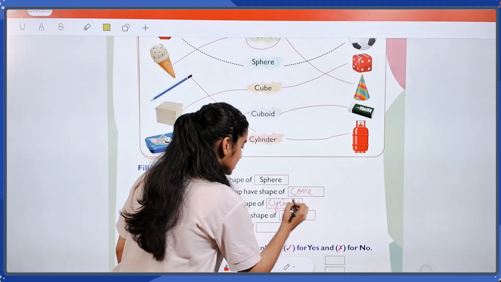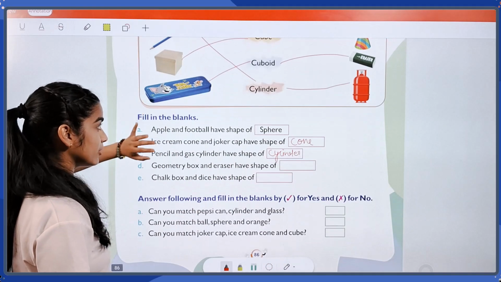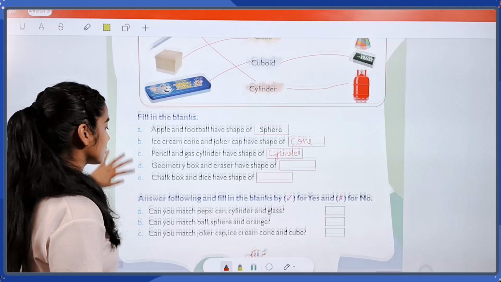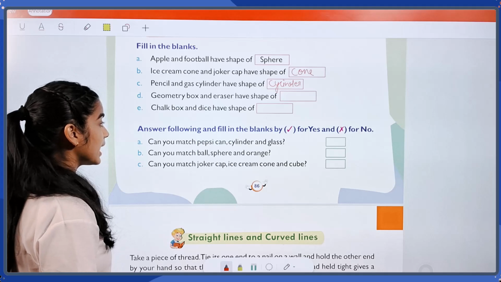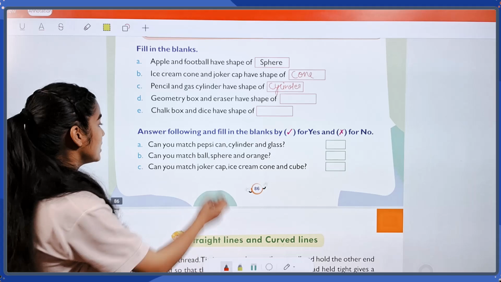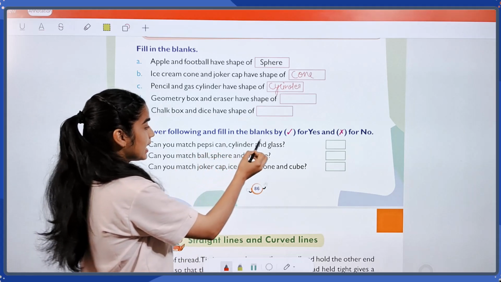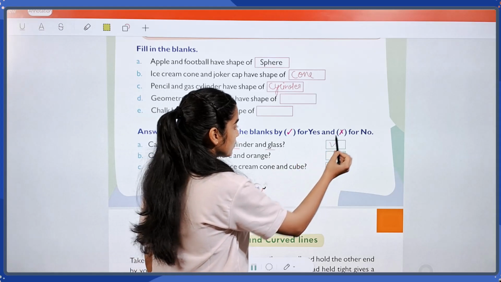So students, these remaining two questions you have to solve with the same method as I do, by looking at your match the following. Answer the following and fill in the blanks by tick for yes and cross for no. Can you match Pepsi can, cylinder and glass? Yes, Pepsi can, cylinder and glass have the same shape, which is cylindrical.